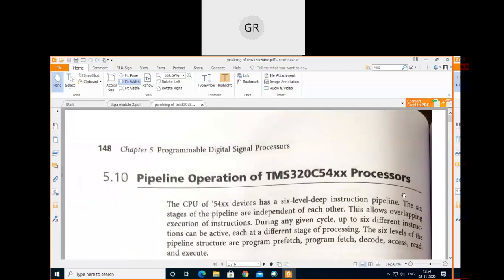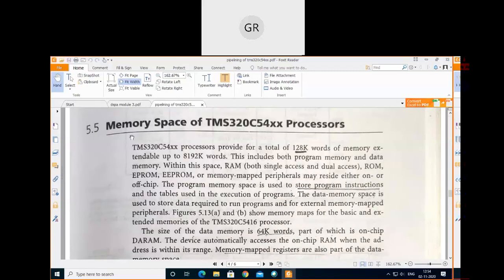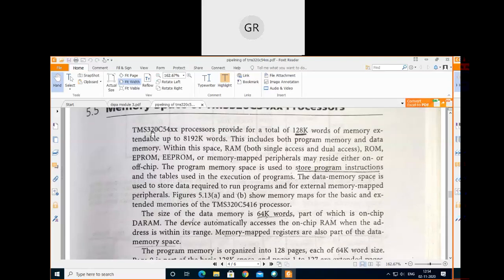And next one is the memory space of the TMS320C54xx processor. The TMS320C54xx processor provides a total of 128K words of memory, extendable up to 8192K words.